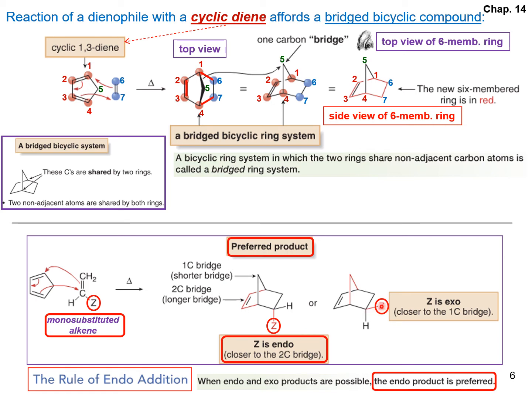When it's pointing kind of in an equatorial position, so you can consider this to be sort of axial, this to be sort of equatorial, this is called the exo product. And another rule in the Diels-Alder reaction is the rule of endo addition. When endo and exo products are possible, it's the endo product which is preferred. So you can consider the endo product to be the kinetic product in this reversible reaction.